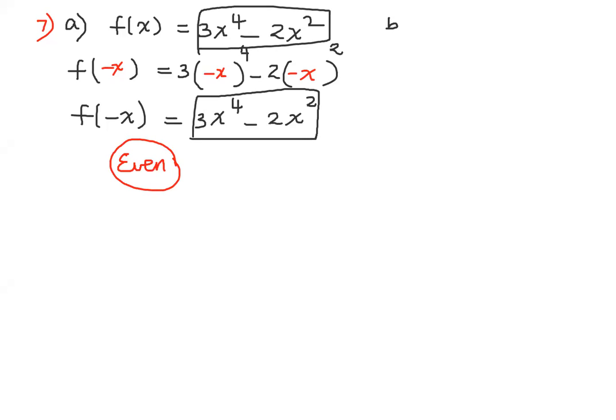Let's check B. We have g of x equals 2x to the 5th plus x. So again, the rule is the same for even or odd. You just have to replace the x by negative x.